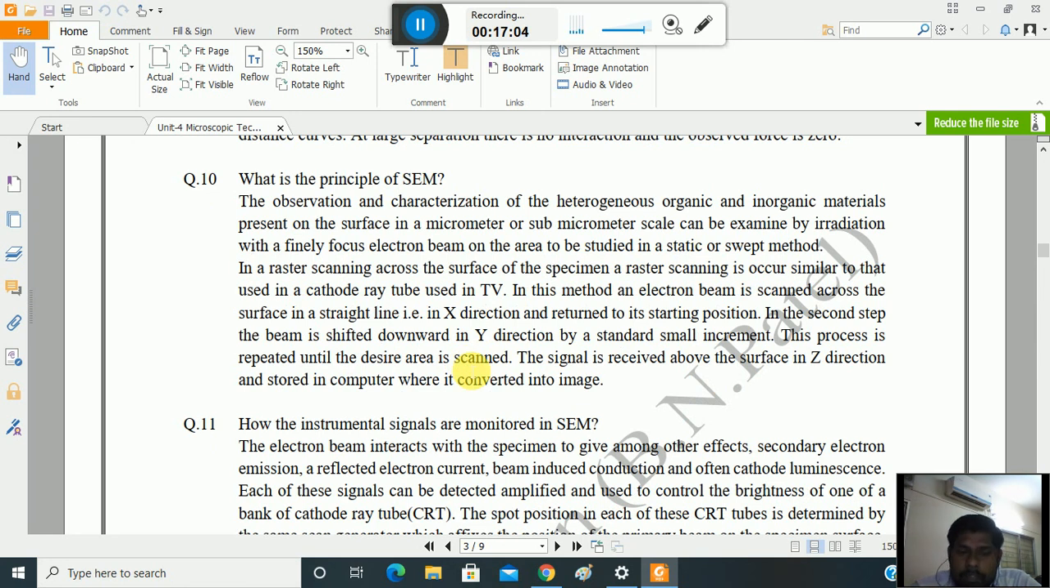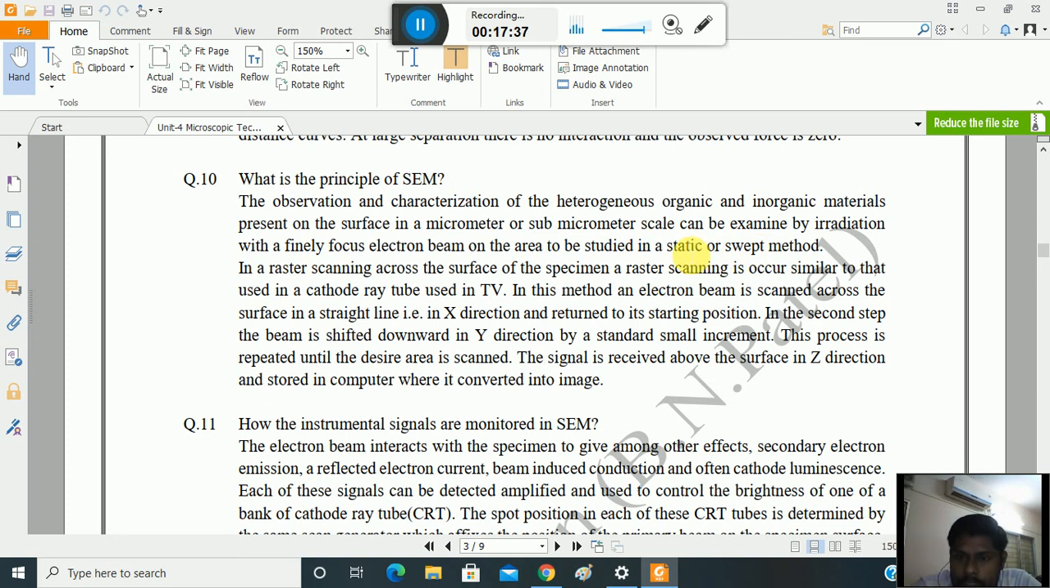The principle of scanning electron microscopy. I already discussed that point with you, the raster scanning pattern. Here it is. The observation and characterization of the heterogeneous organic and inorganic material present on the surface at a micrometer or submicrometer scale can be examined by irradiation with a finely focused electron beam on the area to be studied in static or swept method.